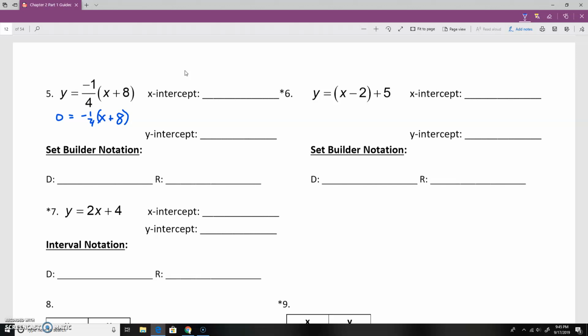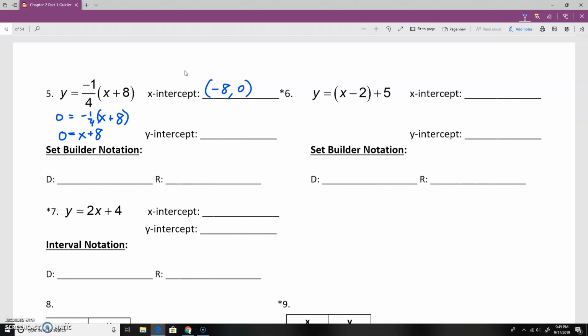We have, divide both sides by negative 1/4. We get 0 equals x plus 8. Okay. Subtract 8 from both sides, and we get x equals negative 8. Okay.